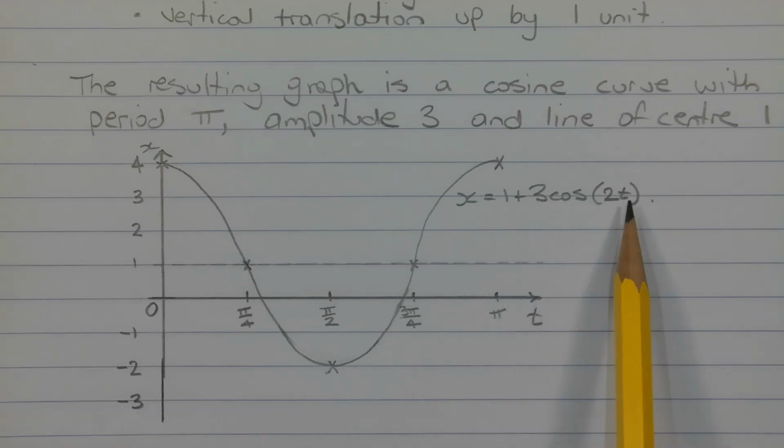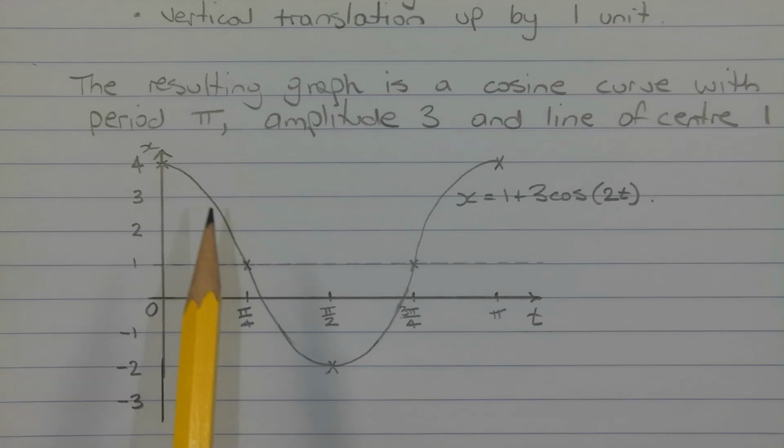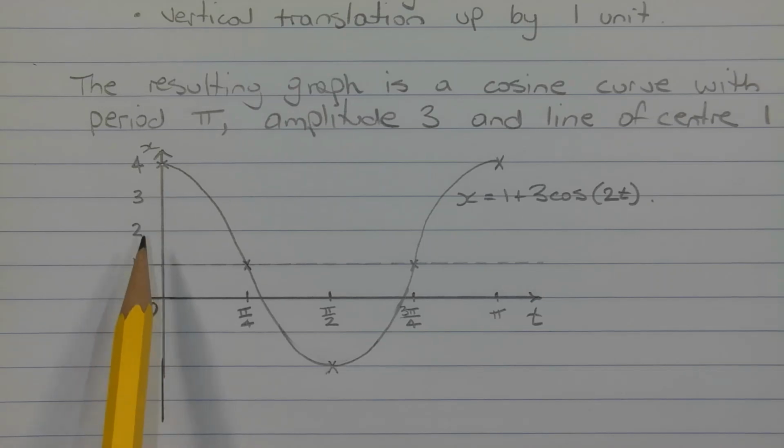Now, 3 cos 2t means its amplitude is 3, so it'll swing from negative 3 to positive 3. But because we're adding 1 to negative 3 and positive 3, the minimum now is negative 2 and the maximum is now 4. Notice the line of center, y equals 1, and the amplitude is the distance from the line of center to the maximum or the minimum. So from 1 to 4 is 3, and from 1 to negative 2 is also 3 units.